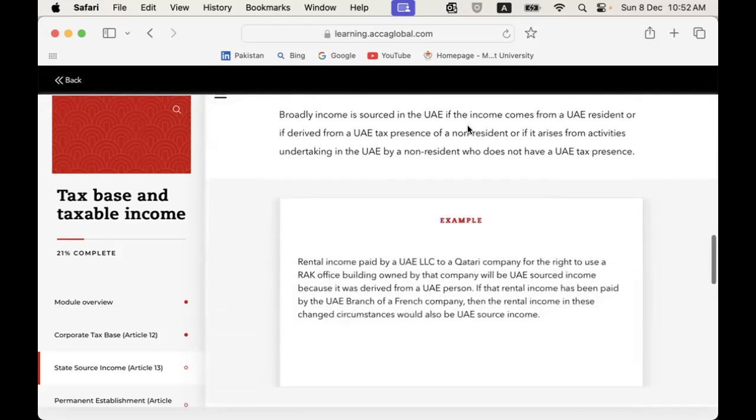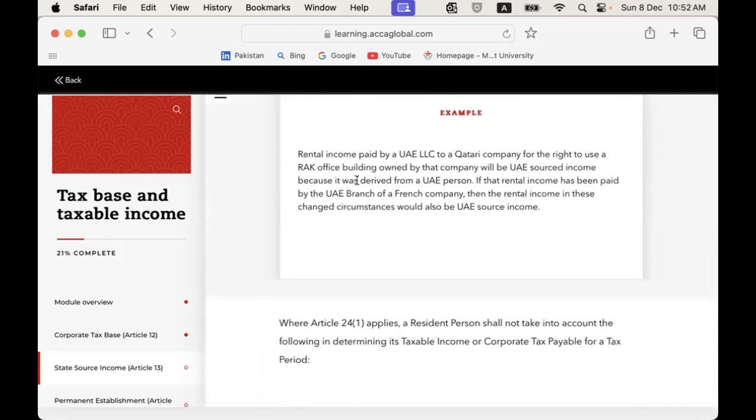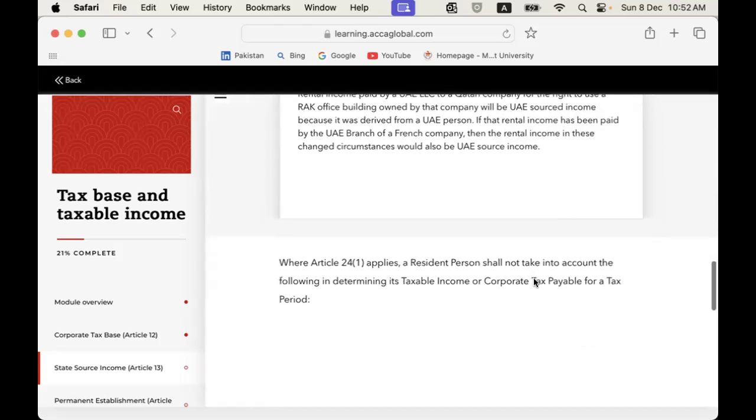Broadly, income sourced in the UAE, we've done that, so I'm not going to spend a lot of time here. Rental income paid by a UAE LLC. UAE LLC is paying some rent to a Qatari company for the right to use a Ras Al Khaimah office building owned by that company, will be UAE source income. So naturally, the building is located in UAE.